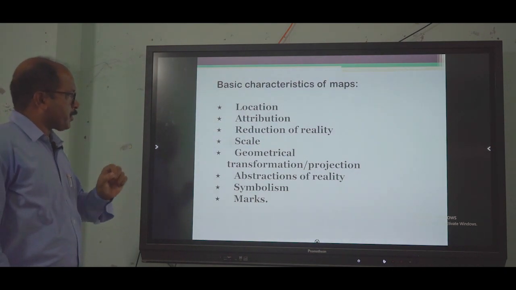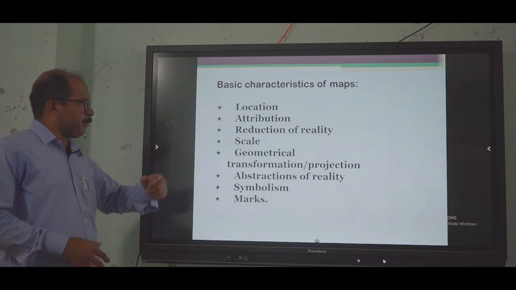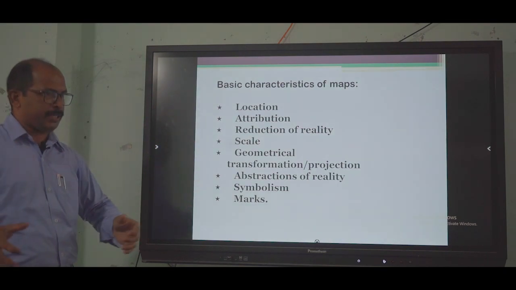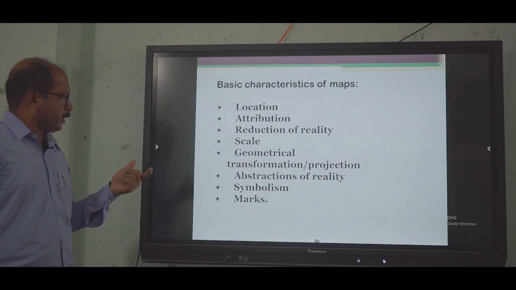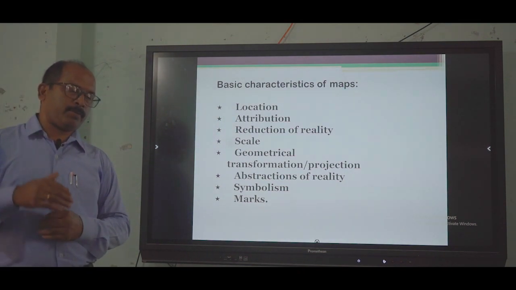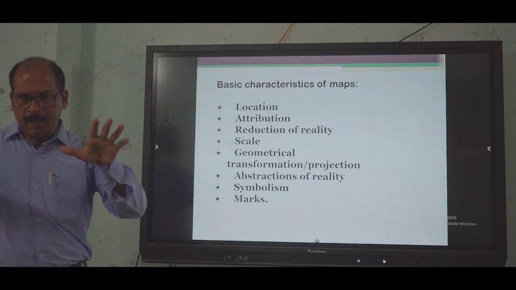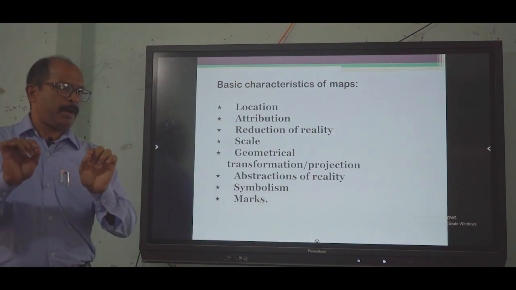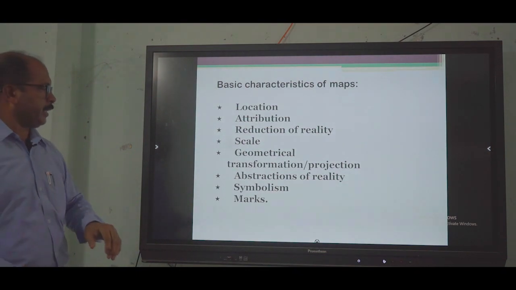Location, attribution, reduction of reality, which we reduce with the help of scale. Scale is the main property. Geometrical shape and size are all considered while we are drawing or preparing maps. Transformation and projection: you know that projections are a basic element for preparing or drawing maps. With the help of projection, the real earth, with proper measurement, we can reduce on a flat sheet of paper to draw different types of maps.